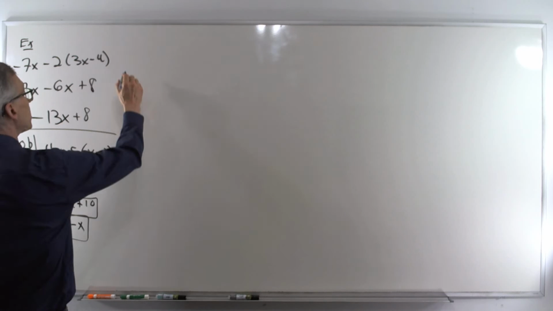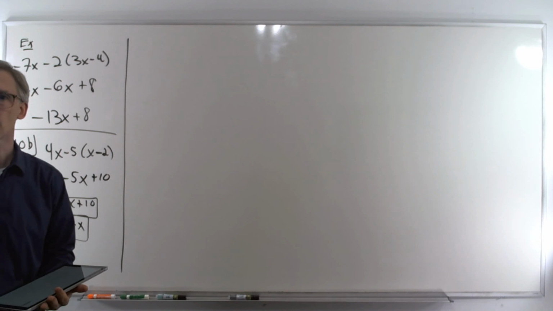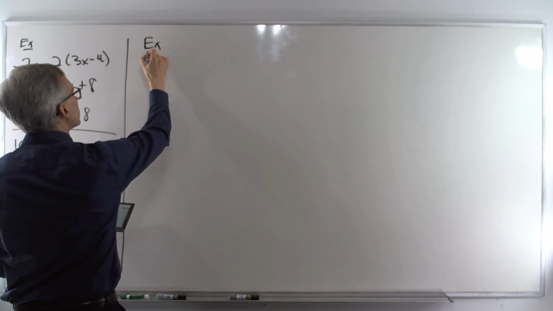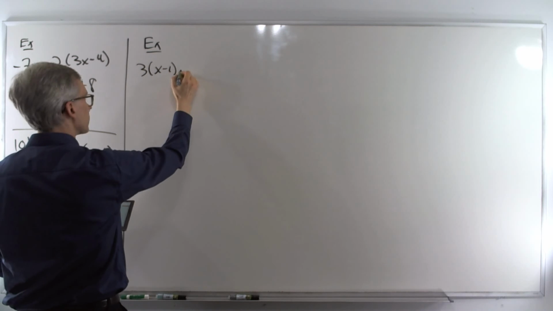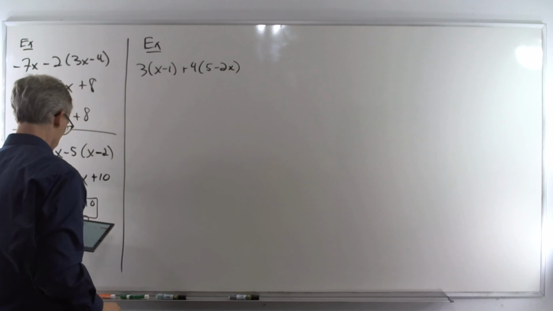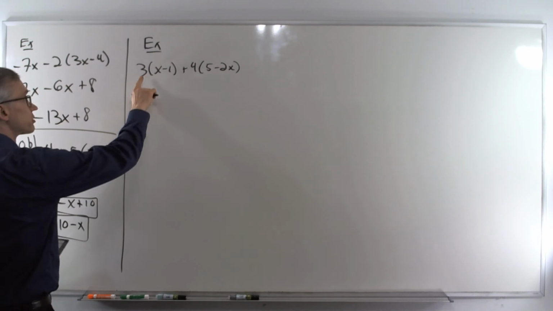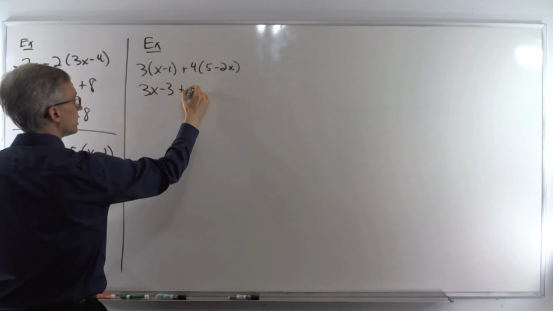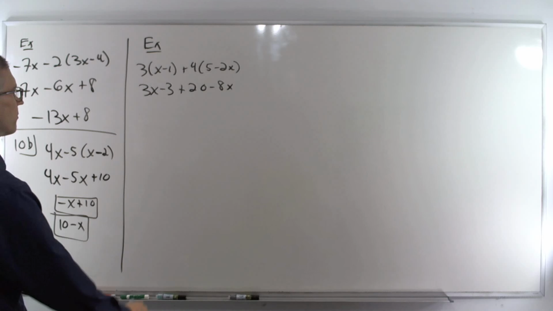Now some of these expressions will have more than one set of parentheses, and that's where it becomes especially important to be very organized in how you go through these. So we've got two distributions to do. I'm going to distribute the 3 into these parentheses, producing 3x minus 3, and then positive 4 into these, giving us 20 minus 8x. Now we have two pairs of like terms to combine.